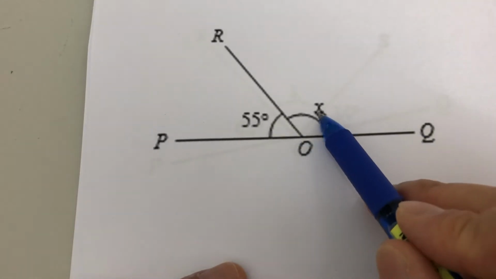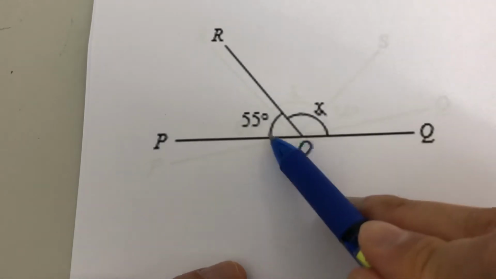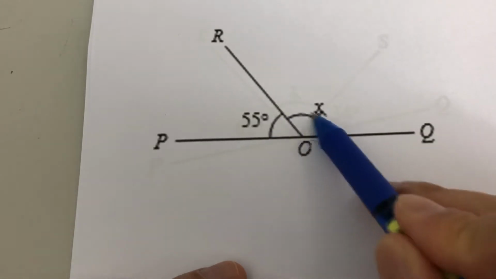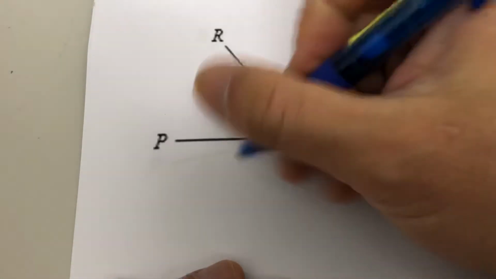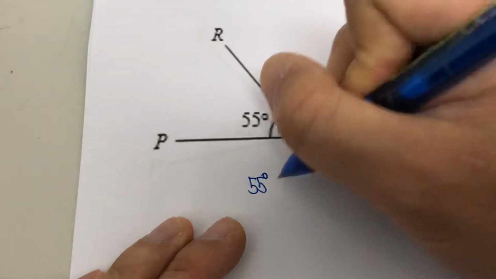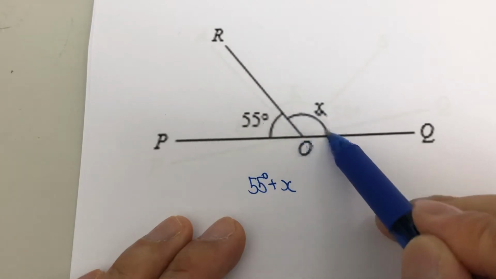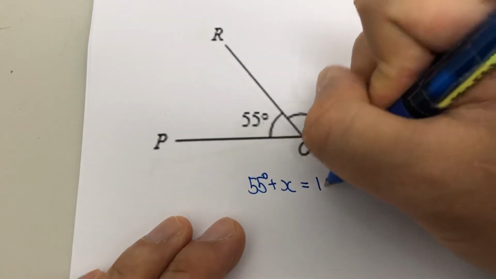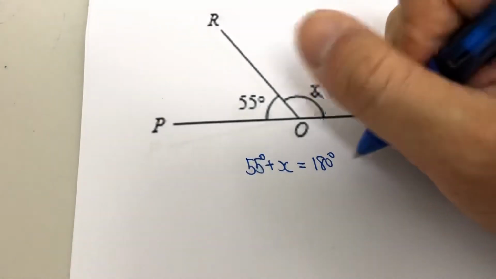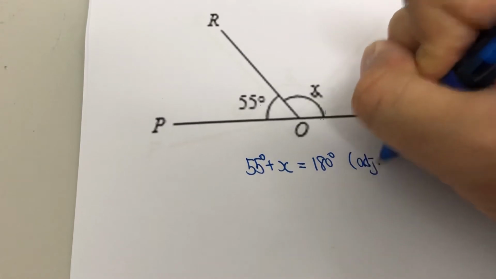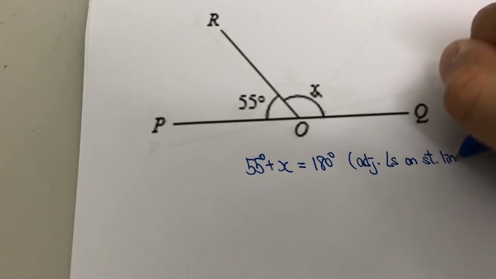So we have to find x, and if you try to combine these two angles, 55 and x, if you add them up, they become what? They become an angle on a straight line. Therefore, 55 degree plus x, add them up, since it is a straight angle, it must be equal to 180. Is that right? And don't forget to write down the reason. The reason is adjacent angles on straight line.